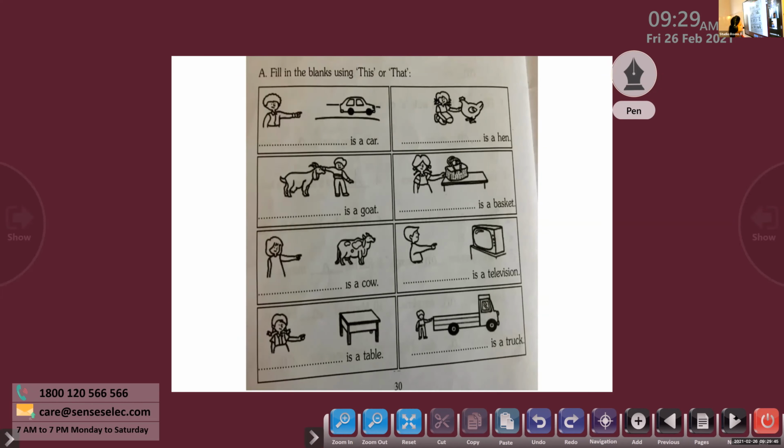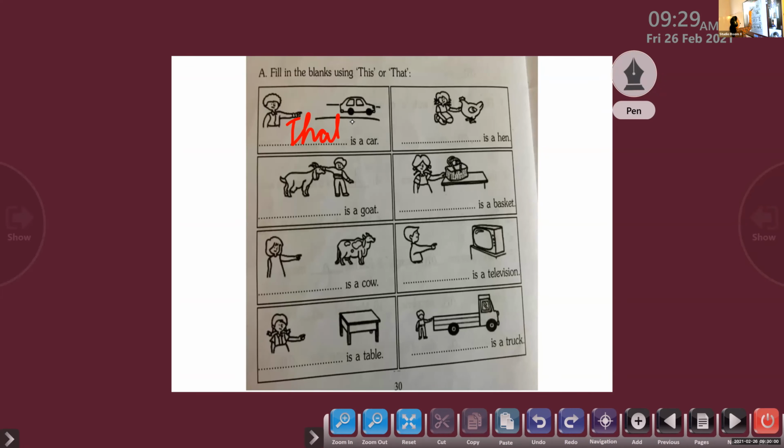Chaitanya, unmute. Tell me the first one, number A, this or that. Dash is a car. That is a car. Why did we use that? Because it is far from that boy. Fantastic. Thank you.